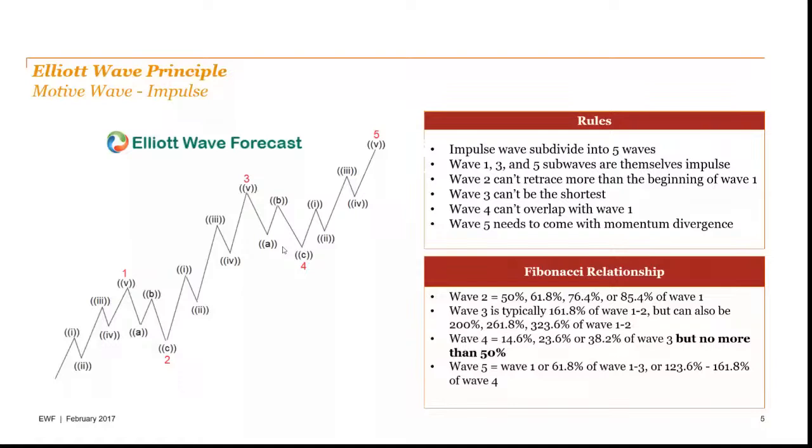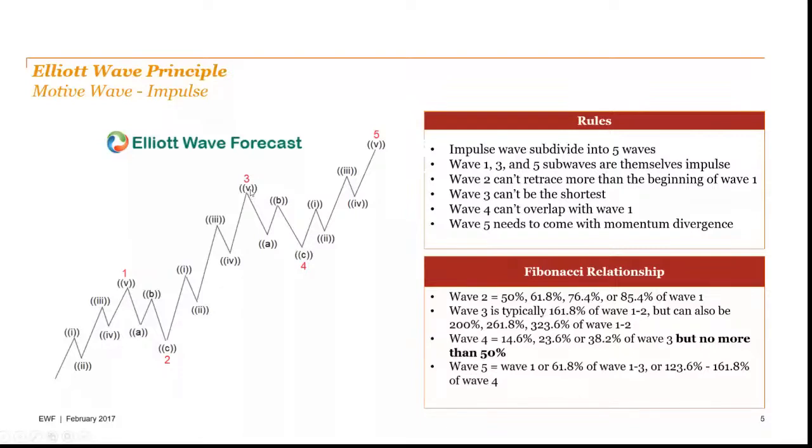And then wave 5 usually is equal to wave 1. Wave 5 can be measured in a couple of different ways. It can be equal to wave 1. It can be 61.8% of wave 1 to 3. Meaning you measure the entire move from the beginning of wave 1 to wave 3, and then you project it starting from wave 4. You measure this, and 61.8% of that is going to be the target for wave 5. So wave 5 can be measured in 3 different ways.